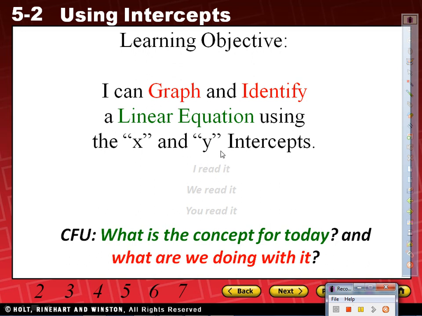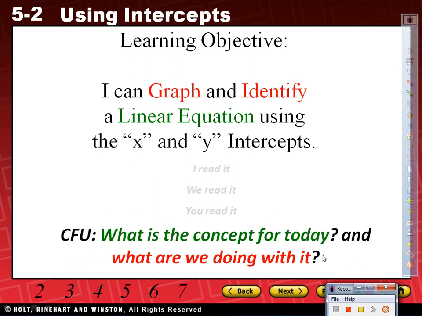Let's read it together. 1, 2, 3. I can graph and identify a linear equation using X and Y intercepts. Notice that now instead of being on linear functions, we are on linear equations. The reason I'm not asking you to get a Frayer model going is because I'm going to show you just the subtle difference between linear functions and linear equations, okay?